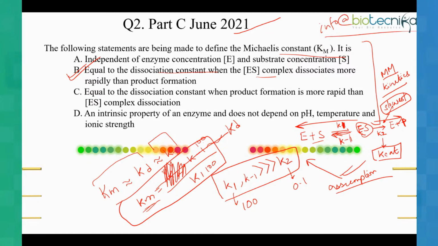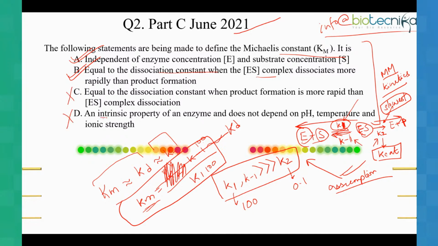The Michaelis constant is independent of enzyme concentration and substrate concentration. Yes, you're right, correct, Satya. Very good. As you can see, the Michaelis constant depends on the k1 factor, k minus 1 factor, and k2 factor. No matter how many enzymes and how much substrate you have, it will still depend on its intrinsic property only. So option A is correct, and option B is also correct, but option C and option D are not correct.